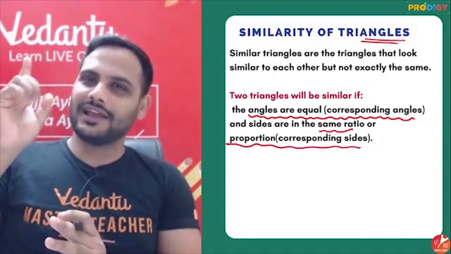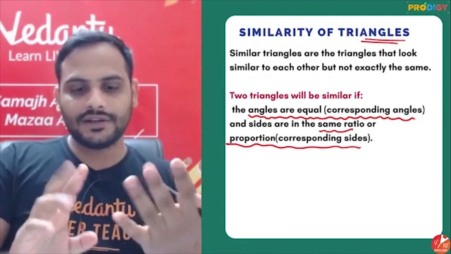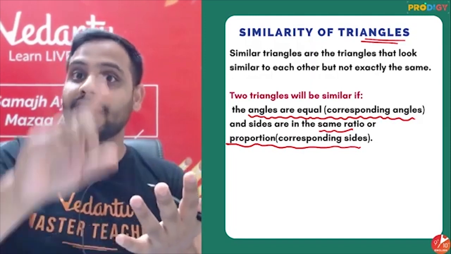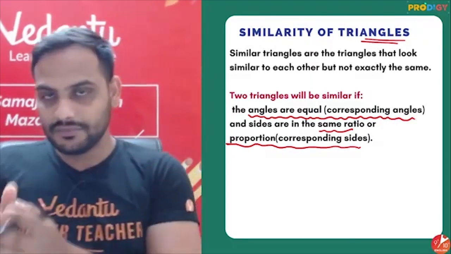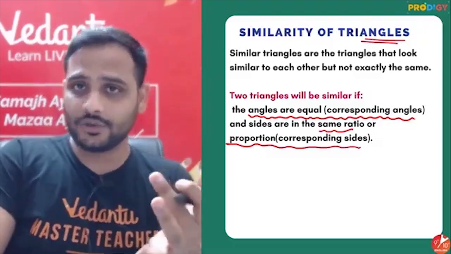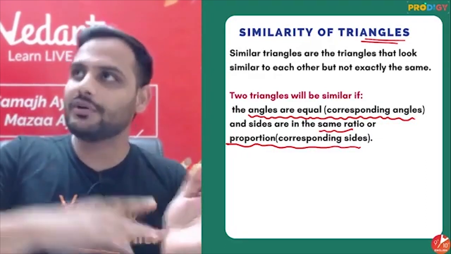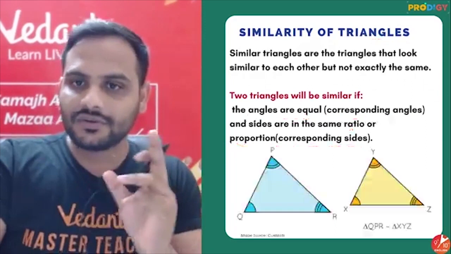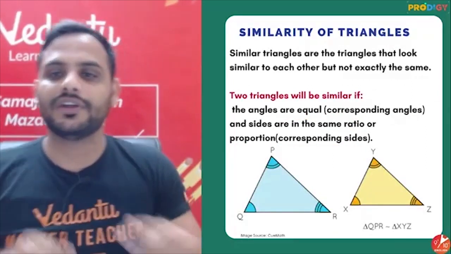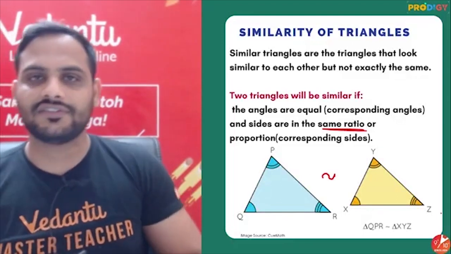If you remember, in congruency we said that for two triangles to be congruent, all the corresponding angles are equal and all the corresponding sides are equal. But in similarity, all the corresponding angles are equal to get the same shape, and corresponding sides are proportional because sizes can be different. Proportional means their ratio is the same.